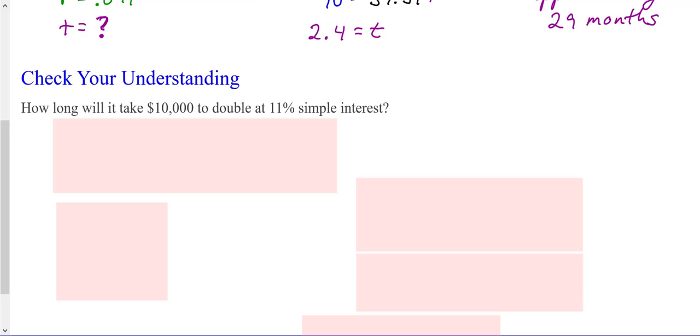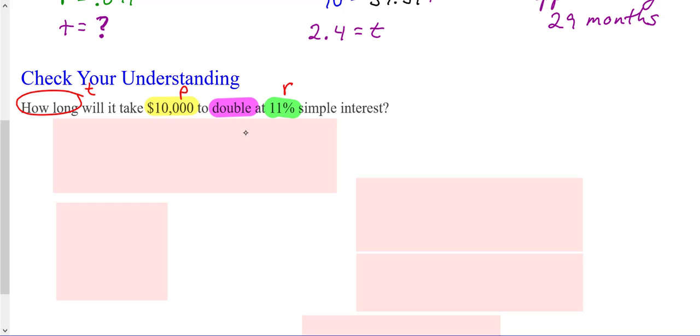Okay, so once again, it says how long, so we're looking for time. We start with 10,000, and we have a simple interest of 11%, and, now this is important, we want it to double. So you once again have to think about this. $10,000 is going to be our principal, and 11% is our rate. So what we're looking for is the interest.